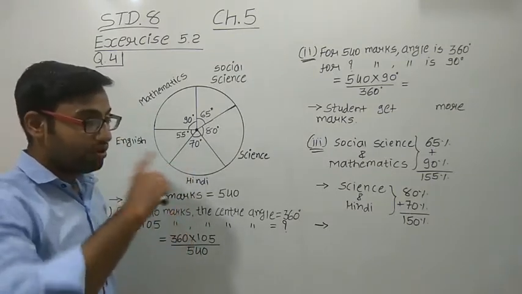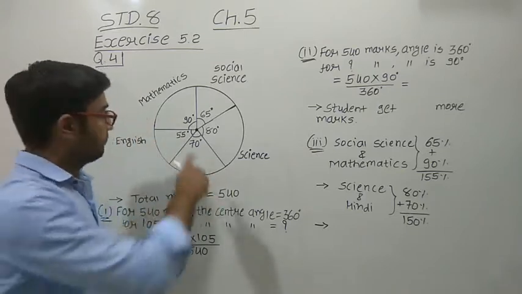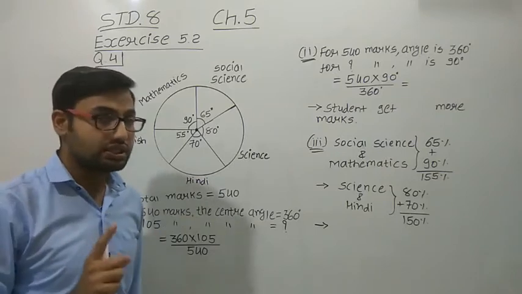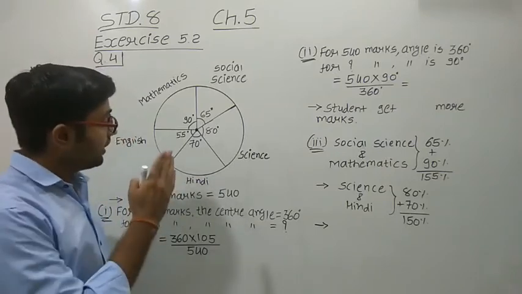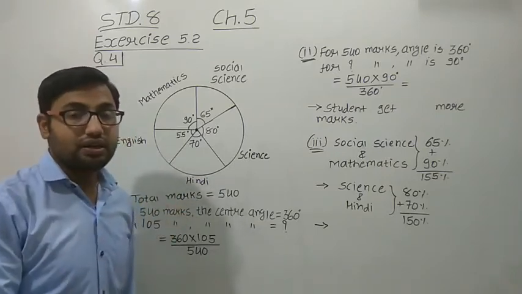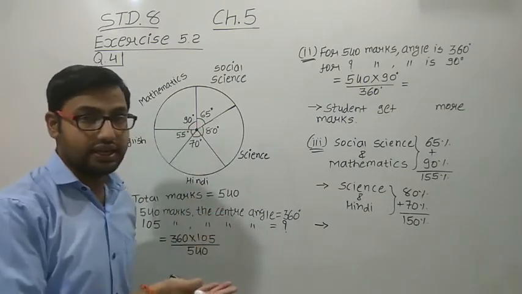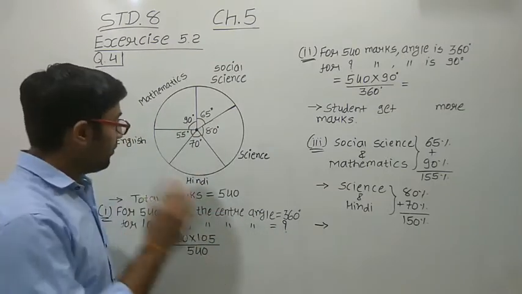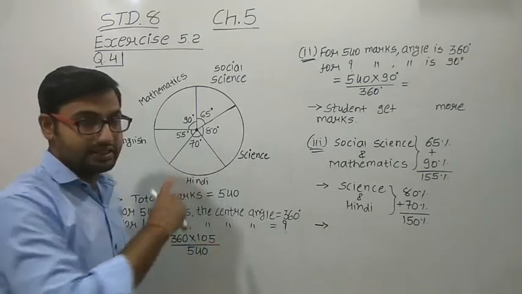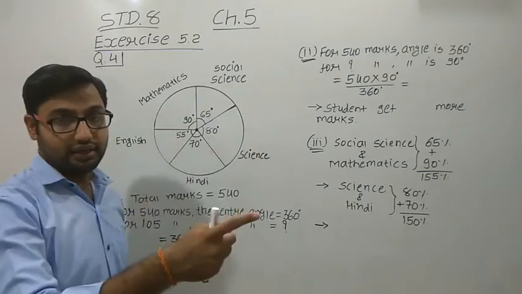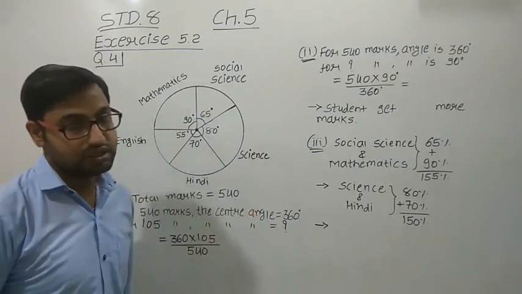So now think about what will be the total angle. The total angle of a circle is equal to 360 degrees, right? If we use the pie chart for the area, we can take the total area as 1. If we use it as an angle, then we have to consider the total degree is equal to 360 degrees.